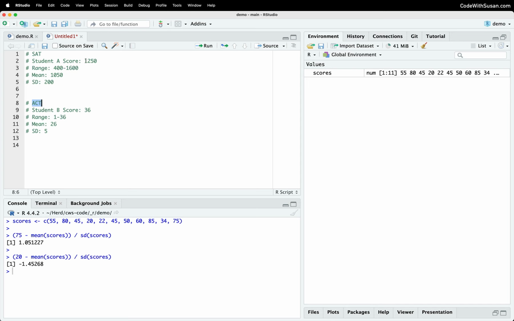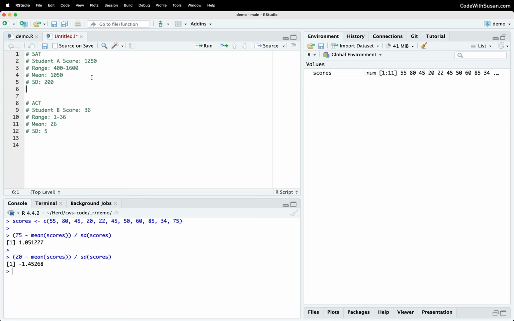So our first student got a 1250 on the SAT. The second student, who took the ACT, got a 36. Those are very different scores, and so if we were trying to do a comparison, it's really hard to contextualize those scores. So what we can do is calculate a z-score to see not just what their raw score was, but where that score fell in the distribution amongst their peers.